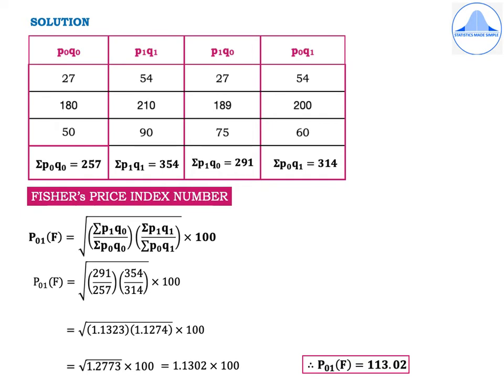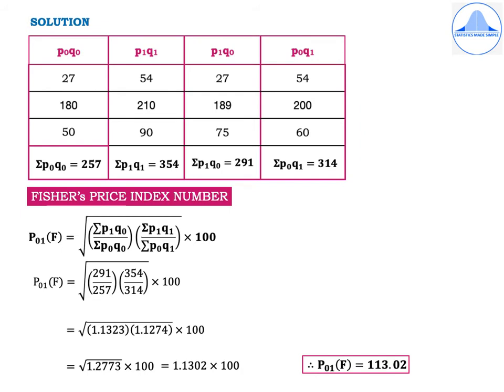So let's first start with Fisher's price index number. The formula is P01 of F is equal to root summation P1 Q0 divided by summation P0 Q0 into summation P1 Q1 divided by summation P0 Q1 into 100. Now here there is 100 outside the square root because we are computing Fisher's price index number. Only for the TRT and FRT tests, there is no 100 in the formula.